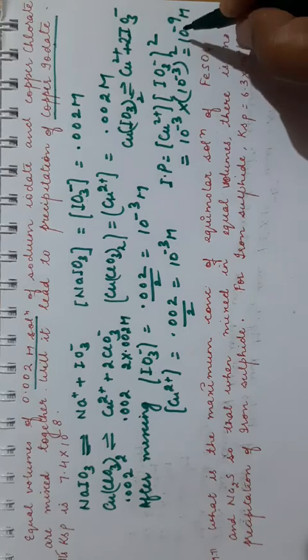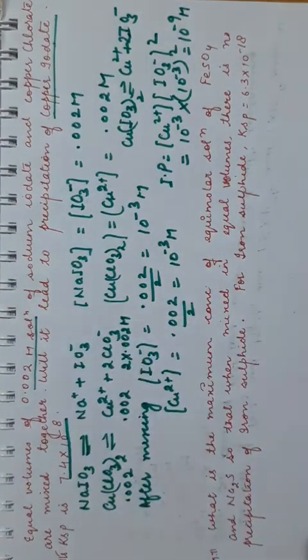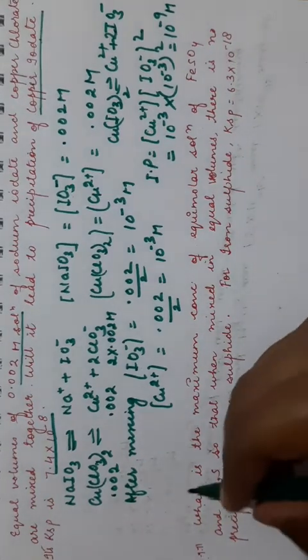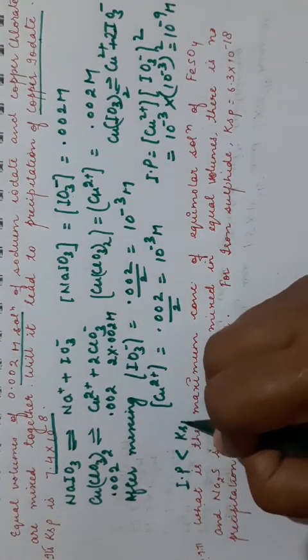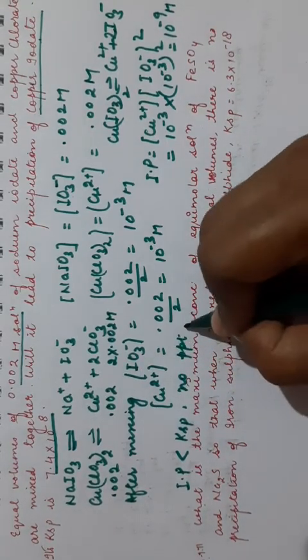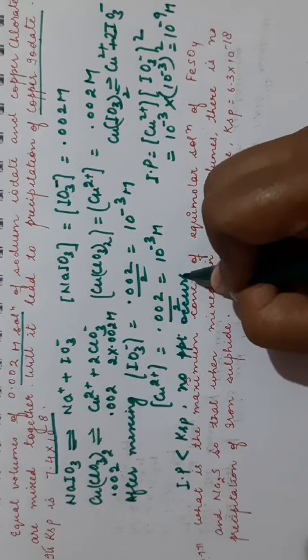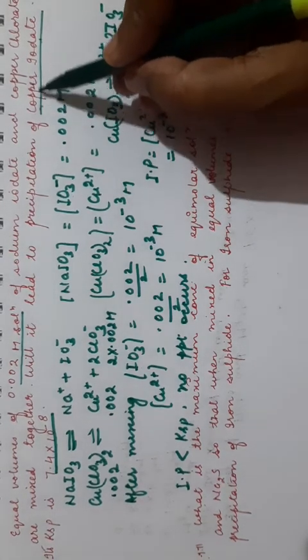So the ionic product is of the order of 10 power minus 9 and Ksp is 7.4 into 10 power minus 8. So what can you conclude from this? The ionic product is less than Ksp. Therefore, no precipitation will take place. No precipitation occurs. Clear?